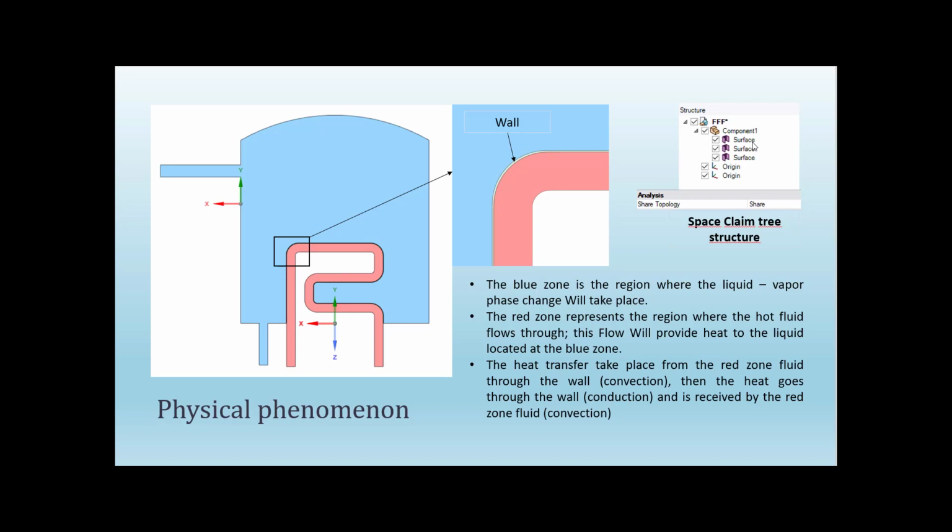The heat transfer takes place from the red zone fluid through the wall by convection, then the heat goes through the wall by conduction and is received by the blue zone fluid by convection. Then, through this heat transfer process, the evaporation phenomenon is going to take place and a phase change is going to be noted in the simulation.